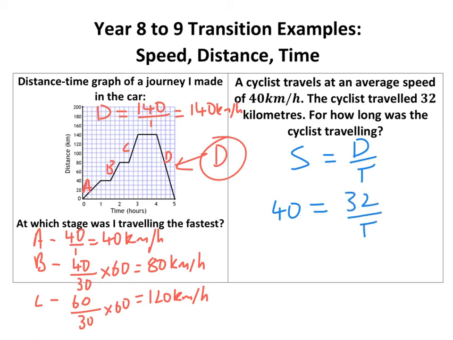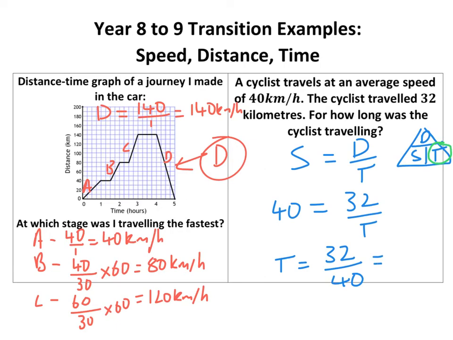And so therefore, what I'm going to do is rearrange this, multiply by time, divide. Now you may have seen this sort of thing before. Speed equals distance over time. I want, and I'll just do it in a different colour, I want this one. So time equals distance over speed.